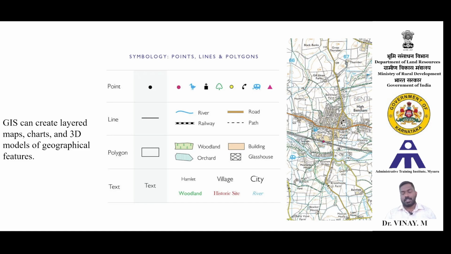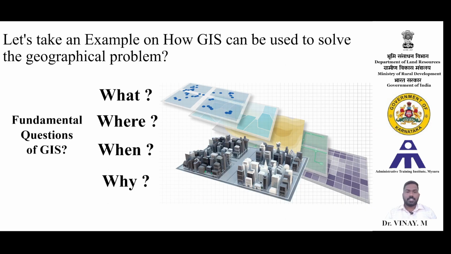So this particular presentation is giving a broad idea about how GIS can be beneficial for land administration and management. Okay, let's take an example of how GIS can be used to solve a geographical problem. Often we use the 4 W's of GIS. These are the fundamental questions of GIS. The 4 W's mean what, where, when and why. Whatever problem you take from geography, always consider these 4 W's. Once we identify the answers to these 4 questions, then we can solve all the geographical problems that are happening around us.